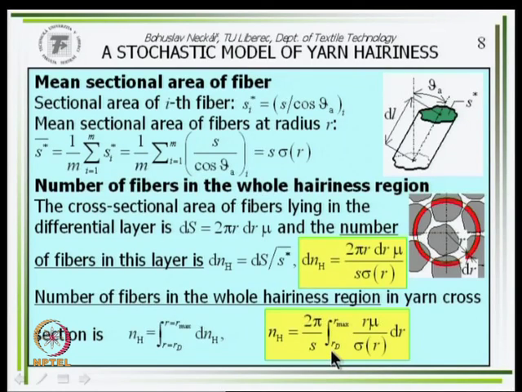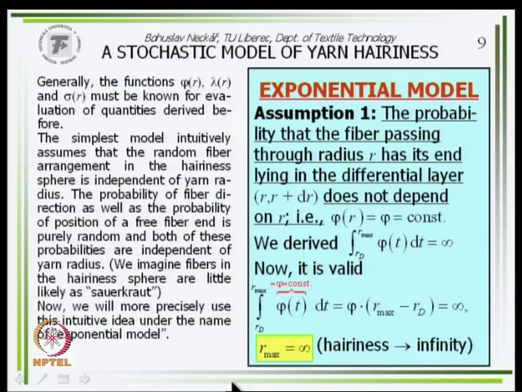So how must we sum the number of fibers over all differential layers? Using integration. We must make the integral of dn h from r equal RD to R max. Using the equation derived earlier, this here, we obtain n h in such an expression. Yes. And now we have maybe all the necessary equations for solving our problem.